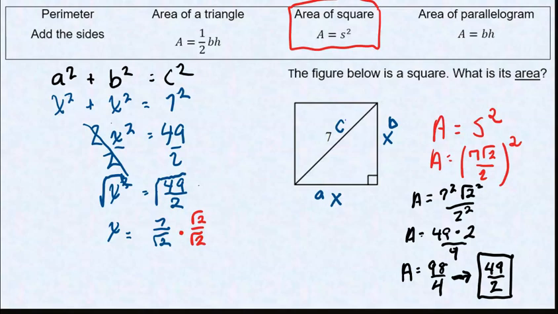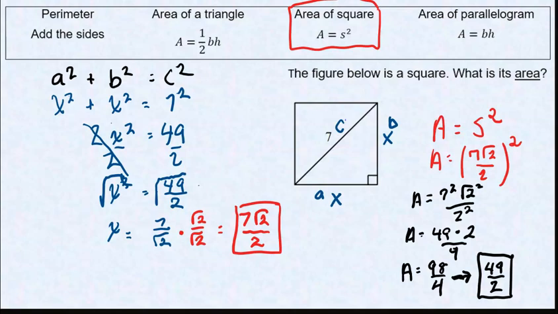So what I need to do here is rationalize this fraction so the square root is no longer on the bottom. 7 times the square root of 2 is 7 square root of 2. Then the square root of 2 times the square root of 2 is 2. So you can see we got the same answer twice.